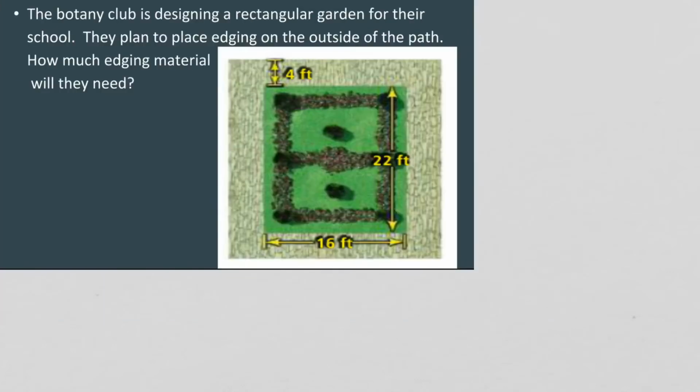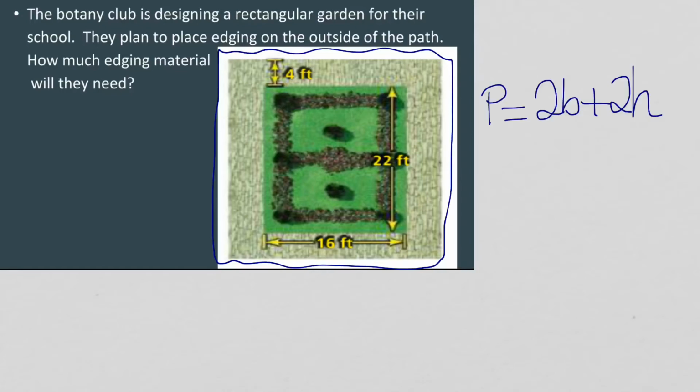Okay, once you have all those formulas down, let's do a couple of examples. Here we have, they're designing a rectangular garden. They plan to place edging on the outside of the path. So that's around here. How much edging material would they need? Since it's on the outside, we're talking about perimeter.